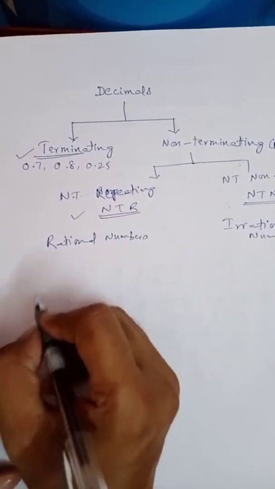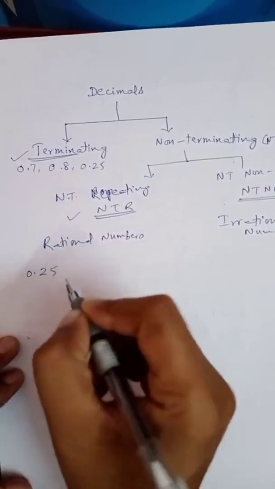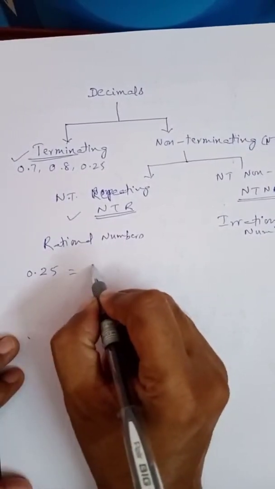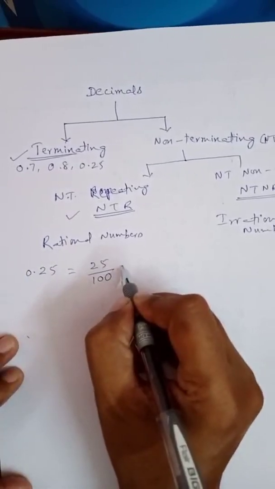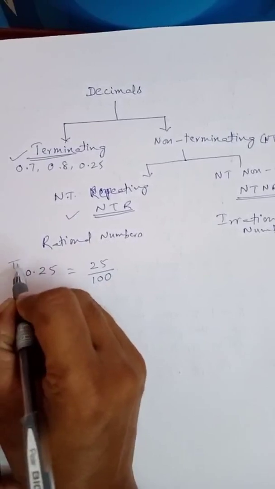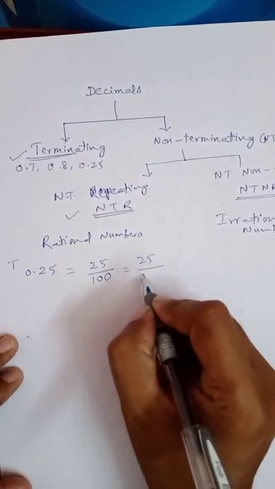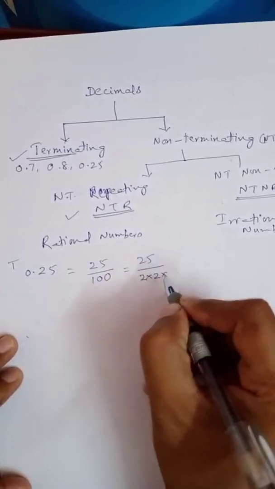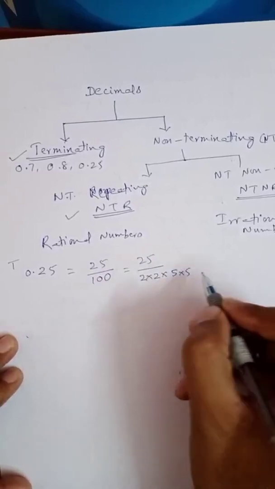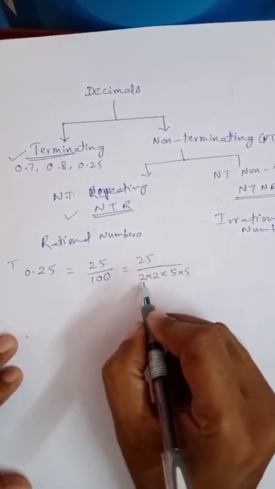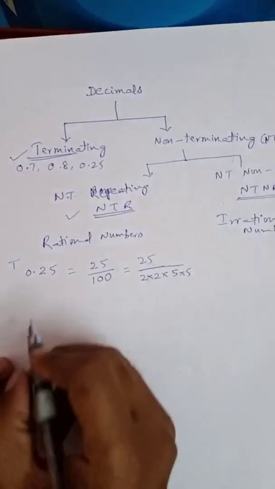Let us take some decimals. 0.25 is written as 25 by 100. This is a terminating decimal. What is the prime factorization of 100? It is 2 into 2 into 5 into 5. Only 2 and 5 are there in the prime factorization of the denominator.